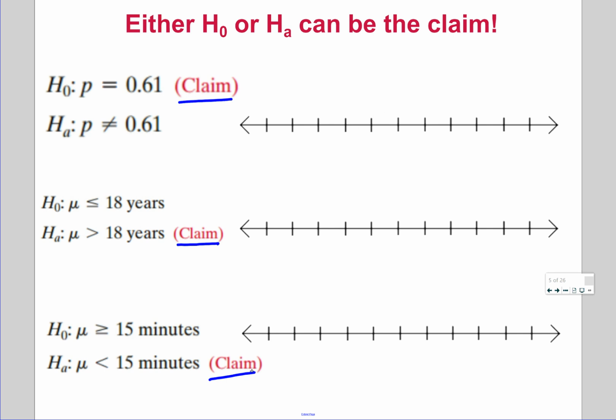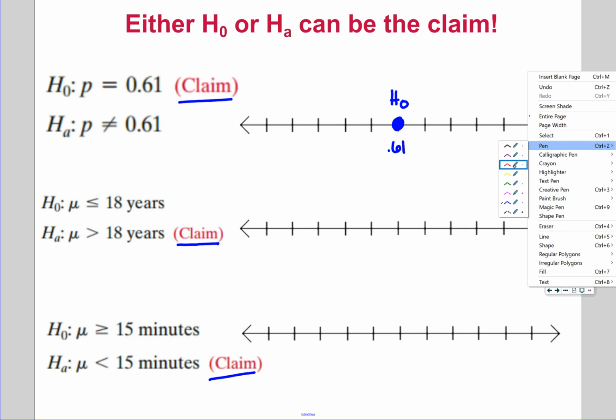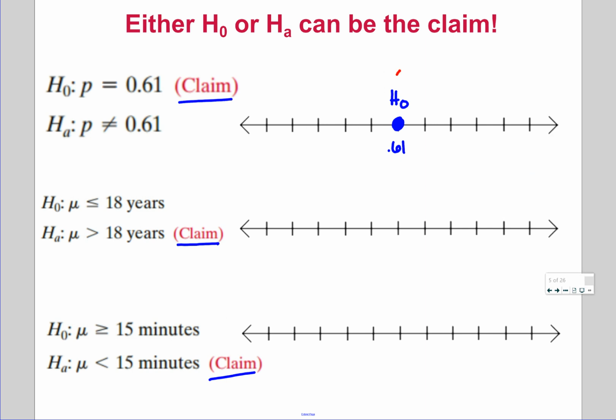Okay, so graphing these. My null hypothesis is a statement of equality, and for this one it is just a single point, H sub 0. Okay. My alternative hypothesis is everything except that. So essentially my whole number line would be shaded except for an open circle of that single value.